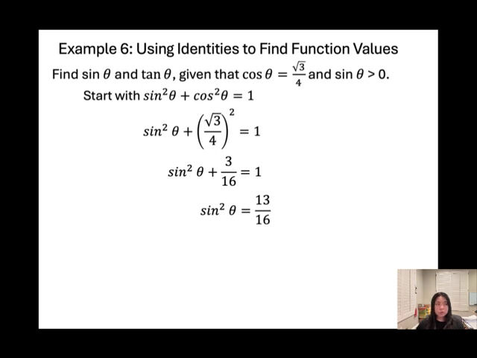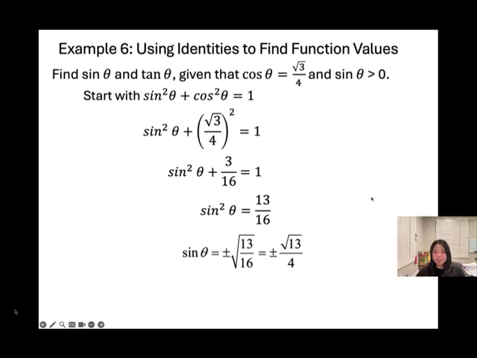Now I'm going to take the square root of both sides. When we take the square root of both sides, we will have the plus minus. Square root of 16 is going to be equal to 4. And then remember that the given sine theta is greater than 0, so we just ignore the negative one. So sine theta equal to square root 13 over 4.